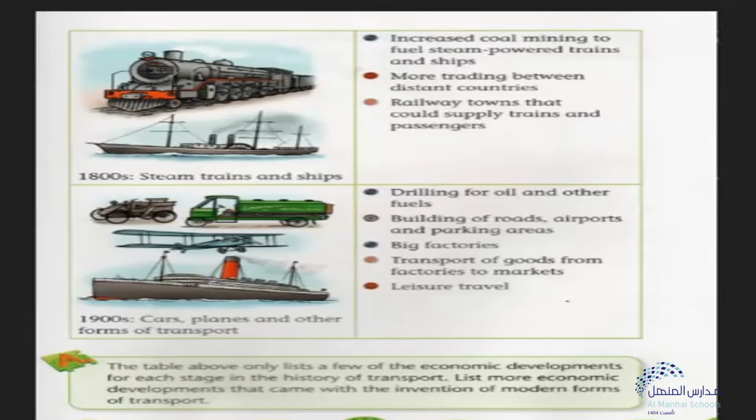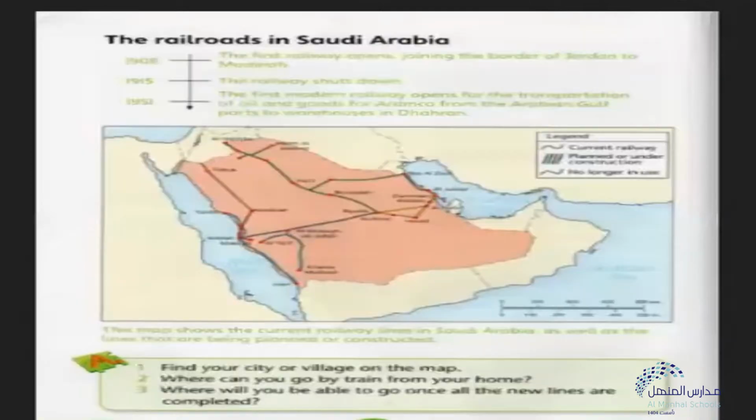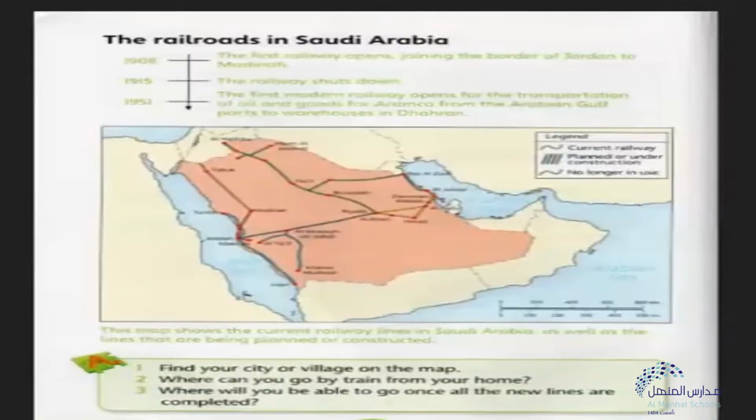On page 129, the development from the past to the present, the transport. How did it change from then to now? Okay, let's go to page 130. On page 130, they just show how the railroads changed in Saudi Arabia. There's just a timeline there.